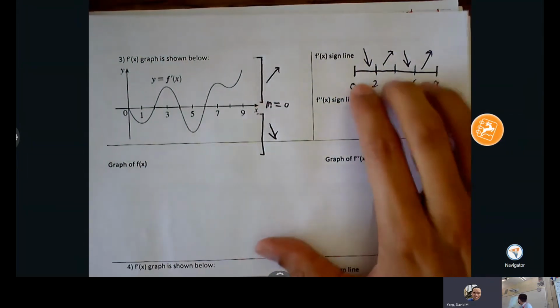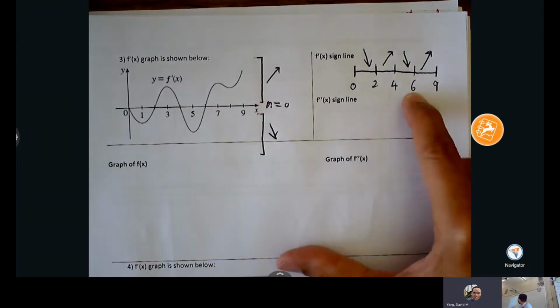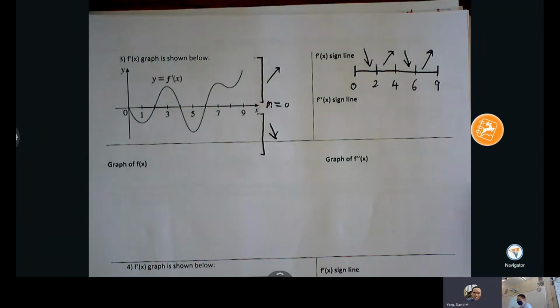So our graph is actually going to show this. It's going to show a relative min at 2, relative max at 4, relative min at 6. Okay, so the arrows are actually showing the picture of the graph.